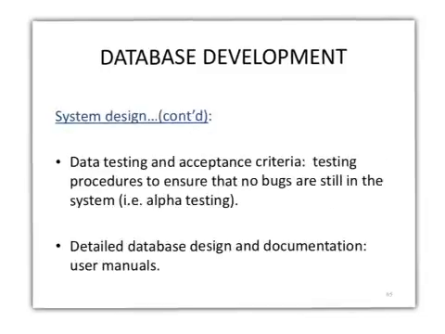Another aspect to think of while we're designing and developing a database is the data testing and acceptance criteria. This is a very important issue as well, that the testing procedure has to ensure that no bugs are still in the system, and that's why we typically do alpha testing. We develop the software, then we send it to some other engineers and technicians to use it, just to make sure that there are no problems with the system, and that's why we call it an alpha system.